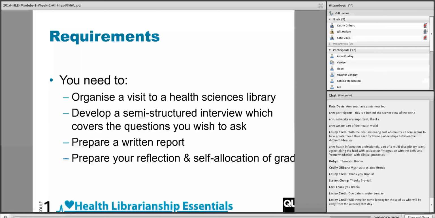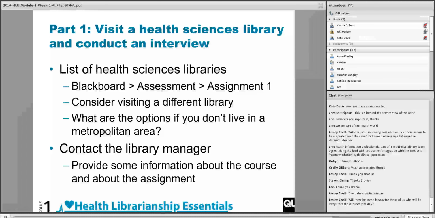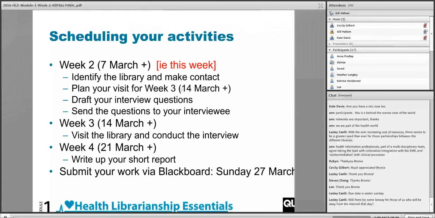When you do contact the library manager, it's polite to provide some information about the course and about the assignment. A lot of people do know about the course, but they might have forgotten about it because we set a lot of this up last year. So just introduce the rationale for what you're trying to do.